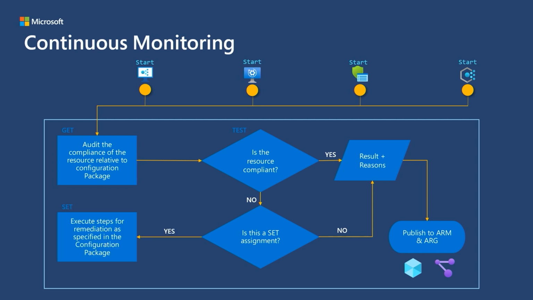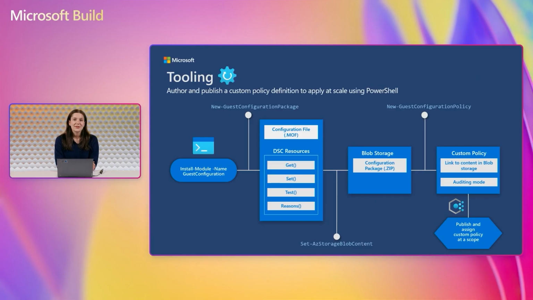If this is a set assignment, then what we'll do is execute the steps for remediation as they're specified within the configuration package. And then what's next? We'll go back and audit the compliance of your resource. And so this cycle of get, test, set is available at configurable time intervals from 15 minutes up to an hour. So how does publishing a custom configuration work?